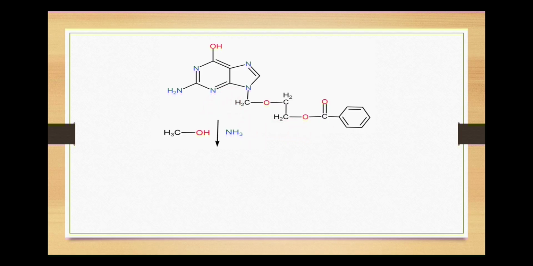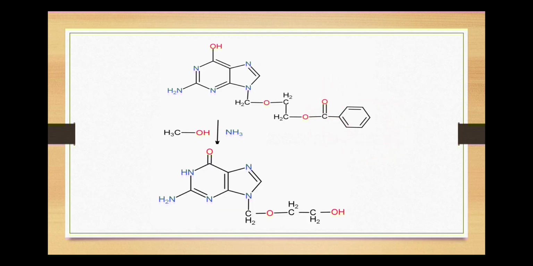This compound is then treated with methanol in presence of ammonia. The methanol is taken here as the solvent and the ammonia is taken here to form a compound which can be easily removed from here. The ammonia attacks this carbon to form benzamide, and one of the hydrogens from ammonia goes on this oxygen. The benzamide which is formed from here will be removed, and thus we have the formation of this compound.